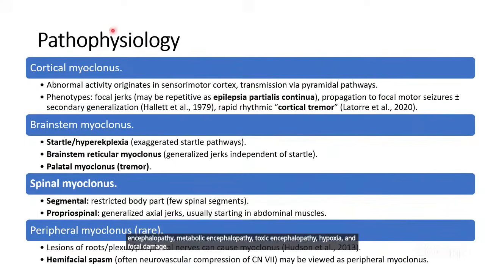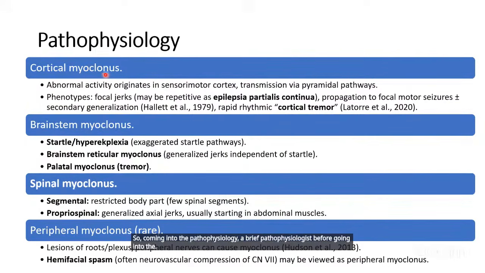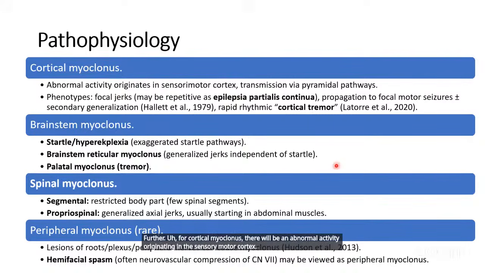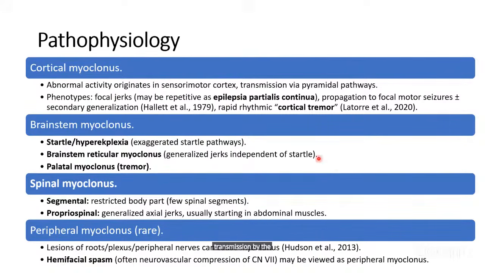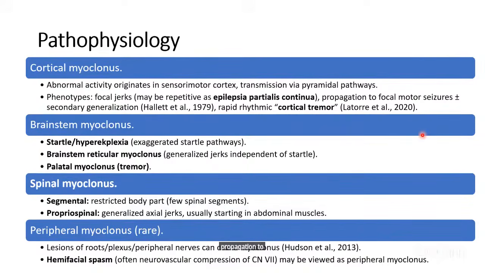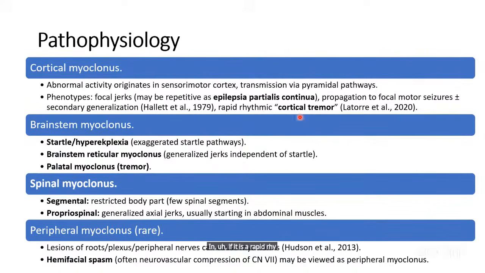Coming to the pathophysiology, a brief pathophysiology, sir, before going further. For cortical myoclonus, there will be abnormal activity originating in the sensorimotor cortex, transmitted via pyramidal pathways. Phenotypes include focal jerks, which may be repetitive as epilepsia partialis continua, and propagation to focal motor seizures with or without secondary generalization. If it is rapid and rhythmic, it can be a cortical tremor.